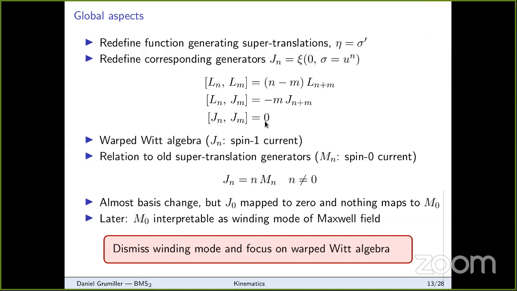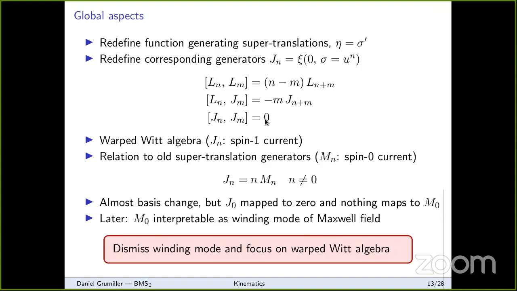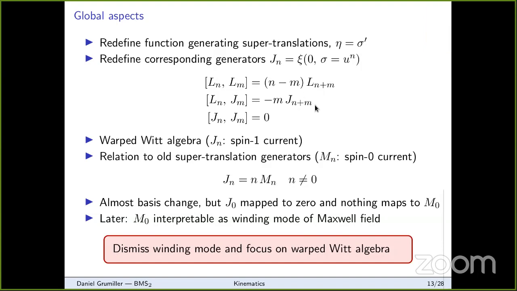If you would get a central extension here, I wouldn't call this BMS. Then I would call it warped conformal algebra. So it's quite important that this guy here doesn't get centrally extended. Those two, the first two, can get centrally extended. And we will see that one of them indeed will get centrally extended. Okay, okay, thanks. Sure.